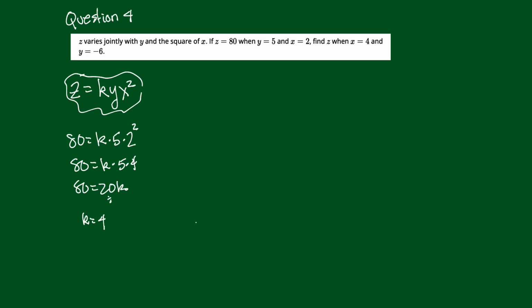Now, put that 4 back up in here, substitute that 4 for k in our general equation. This will give us a particular equation. So that will give us that z is equal to 4yx².